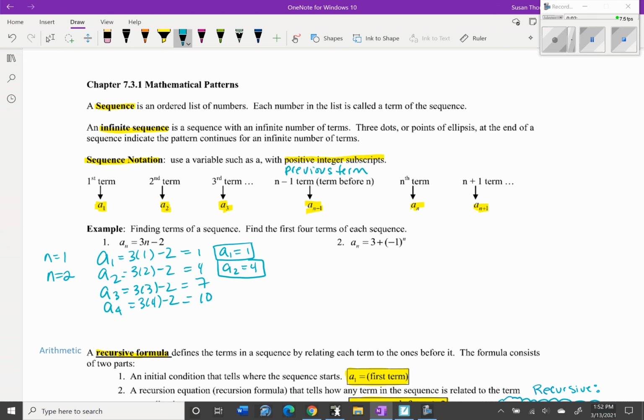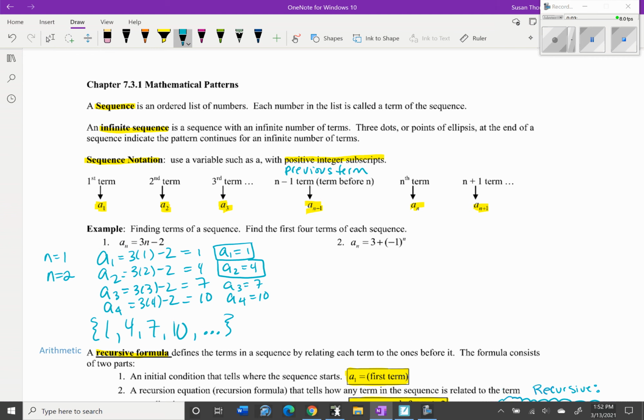And that gives us the first 4 terms, and we can keep going. So a sub 3 equals 7, and a sub 4 equals 10. If we write this out, usually we use these braces, and if you can't write that, if you just want to use parentheses, that's fine. So 1, 4, 7, 10, and then dot dot dot, because that would continue on. That would be how we could write the terms of our sequence.